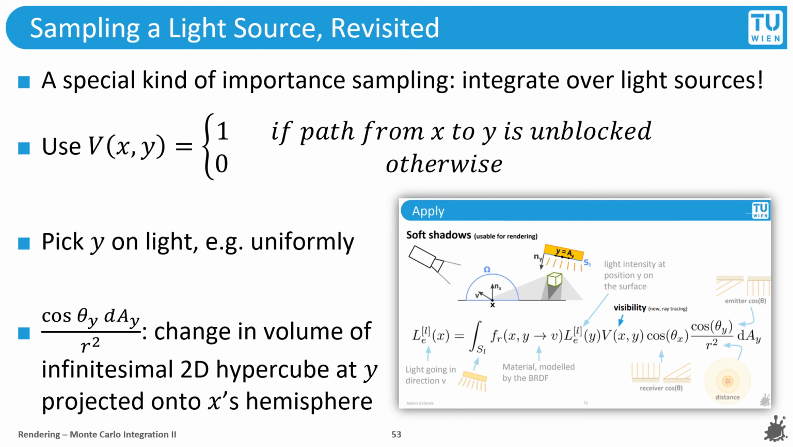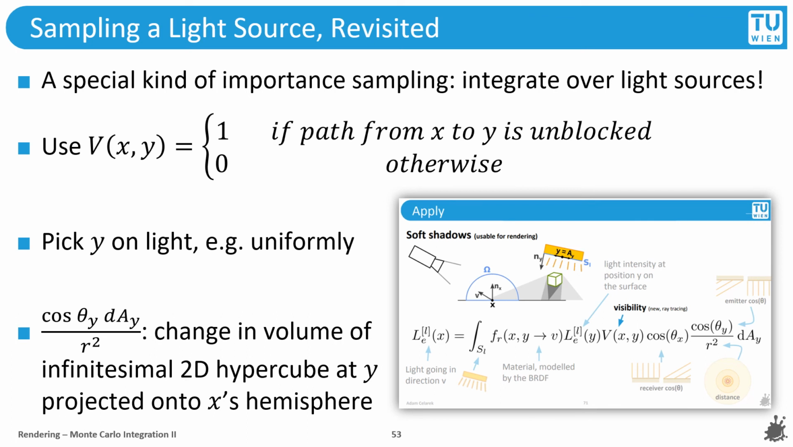And this procedure that we saw in an earlier lecture is actually a special kind of importance sampling. Instead of sampling and integrating over the hemisphere, we are sampling and integrating over the points on the surface of the light sources in our scene. That way, we don't have to randomly shoot rays and hope that they hit the light. We can take samples directly on the light source and see if we can reach them.